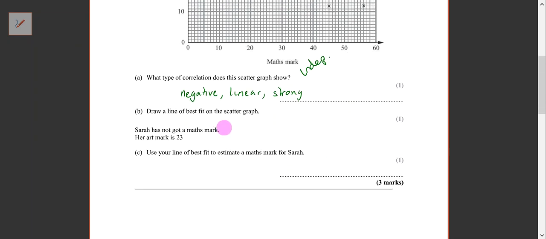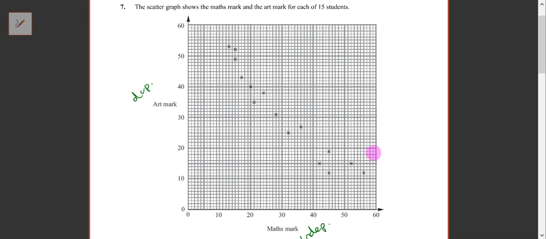Anyway, let's look at this. So the next thing is to draw a line of best fit. Now, before we do a line of best fit, this is going to be our first chunk of work. All right?